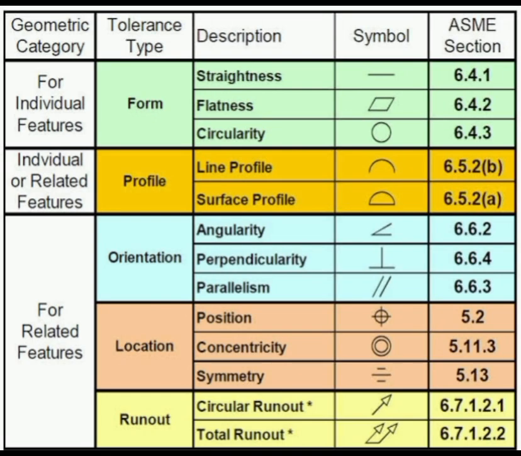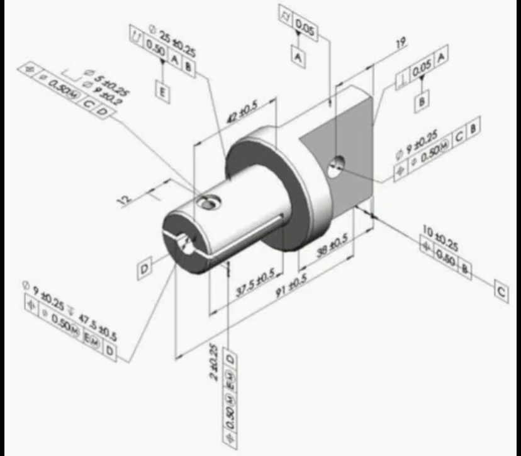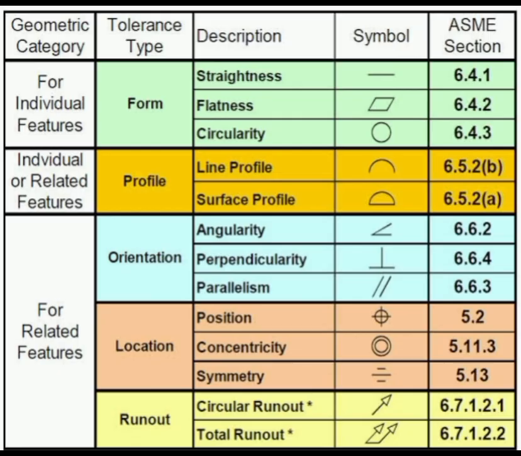In geometric dimensioning and tolerancing (GD&T), geometric characteristic symbols are used to represent various features and characteristics of a part or assembly. These symbols are used in conjunction with dimensions and tolerances to define the desired shape, size, and orientation of features. Here are some common geometric characteristic symbols.